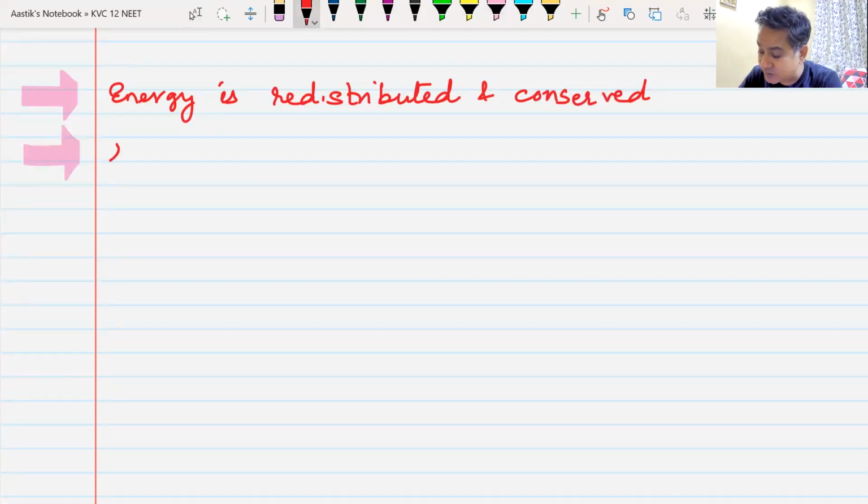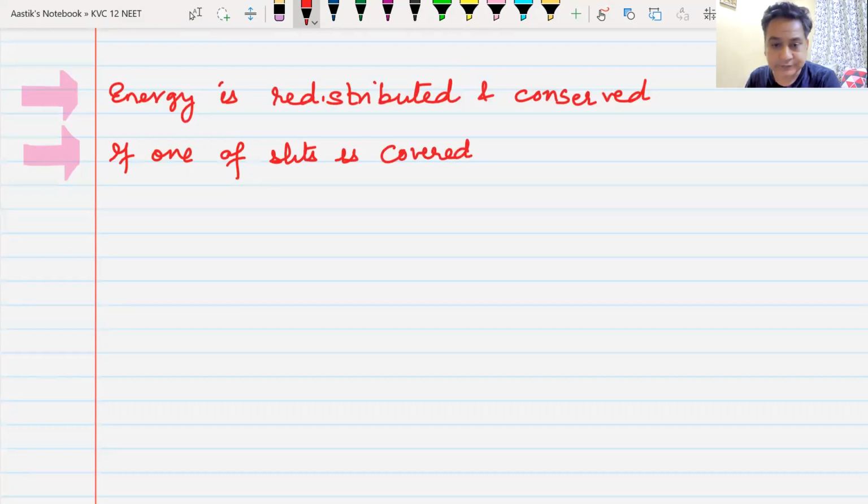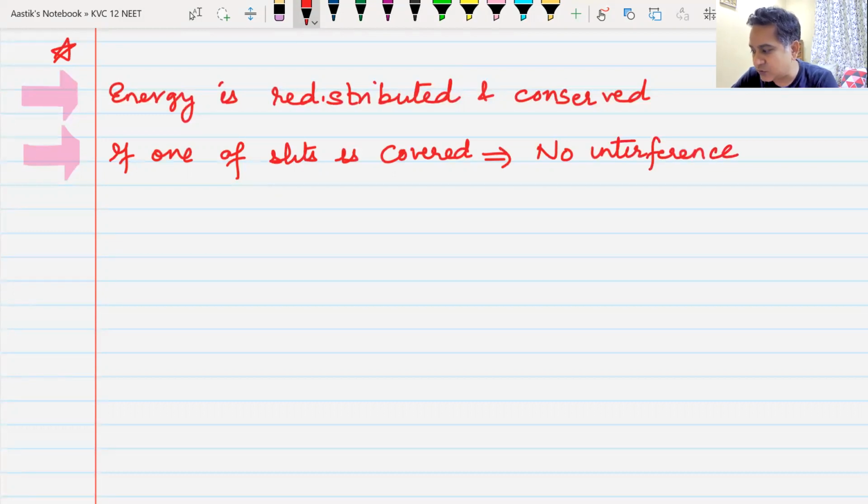The second point, you must remember, all these are potential questions that are going to come. If one of the slits is covered, what will happen? Will you observe an interference pattern? Important points. No interference is observed. That means we need at least two coherent sources to produce interference.